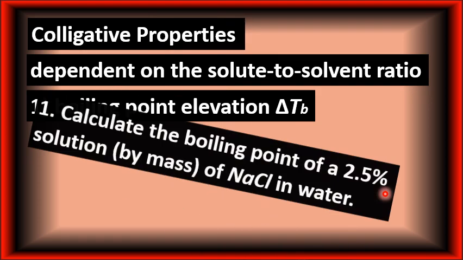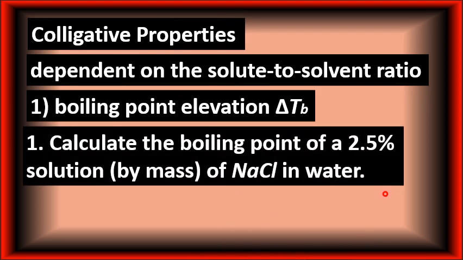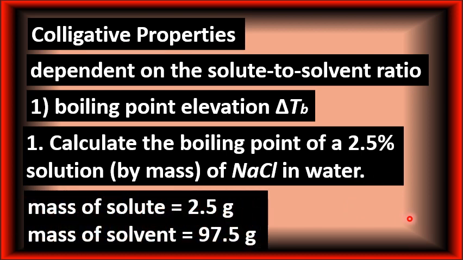For example, we want to calculate the boiling point of a 2.5% solution. This is percentage by mass of sodium chloride in water. So, we identify the mass of the solute, sodium chloride, equal to 2.5 grams, and then the mass of the solvent, water, equal to 97.5 grams.